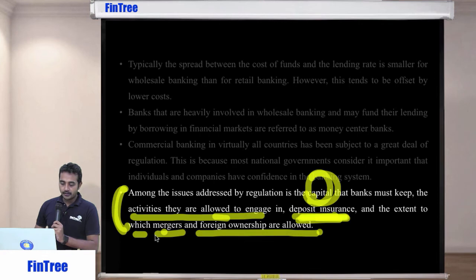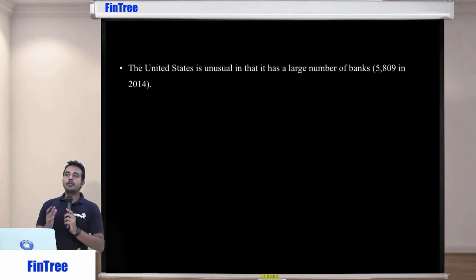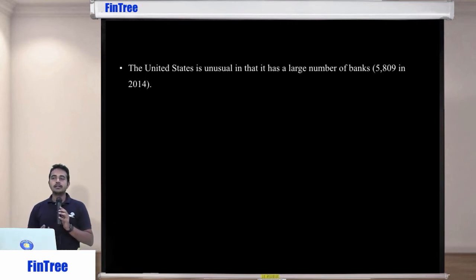The next point is whether mergers and foreign ownership are allowed. Deposit insurance is when you put your money into a bank fixed deposit, and for some reason the bank has gone bankrupt, then the central government will give you a guarantee that your money would be paid back to you. That is deposit insurance.